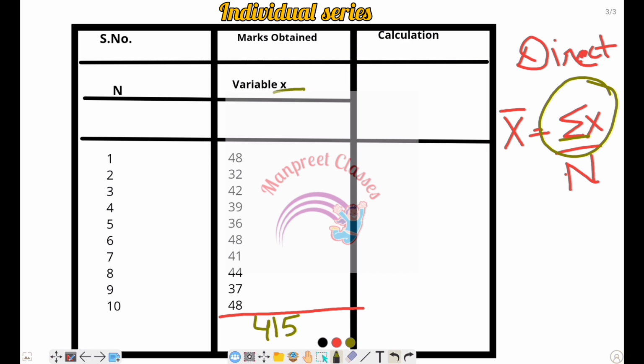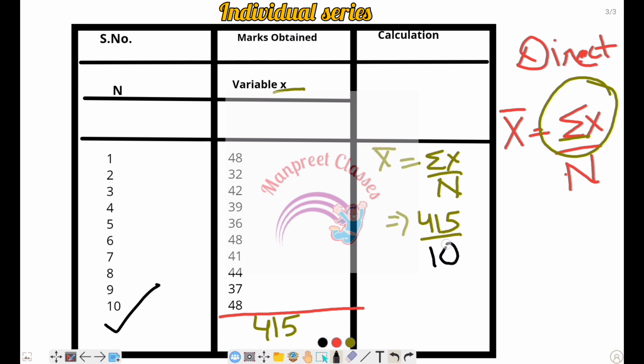So we are going to find out mean. x bar is equal to sigma x upon n. Let's put the values. Sigma x is 415 divided by n, that is the total number of observations given to us, 10. So divided by 10. Let's divide it. 10 fours are 40, 10 ones are 10, then decimal, then 10 fives are 50. So our mean is 41.5. This we have done with direct method.